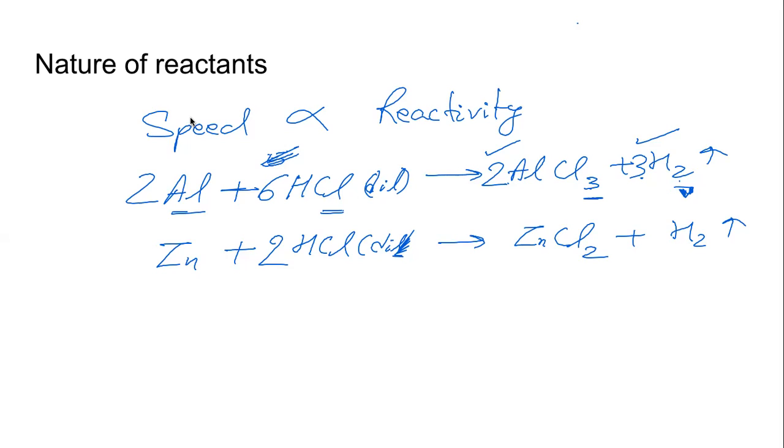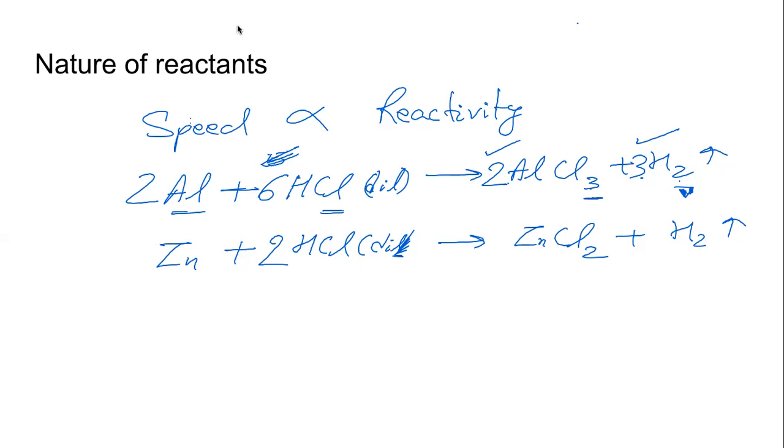So this is about nature of reactants. Whichever is more reactive, the reaction will be faster. So in this case, zinc is more reactive than aluminium. No, aluminium is more reactive than zinc. So the first reaction will be much faster than the second reaction. Aluminium is more reactive than zinc. And we will study this reactivity series when we study the chapter about metallurgy towards the end of the year. It's a long chapter.